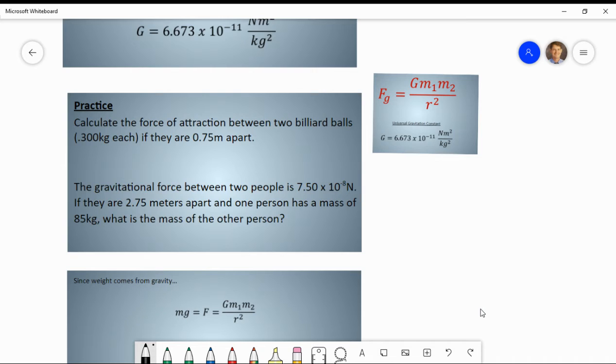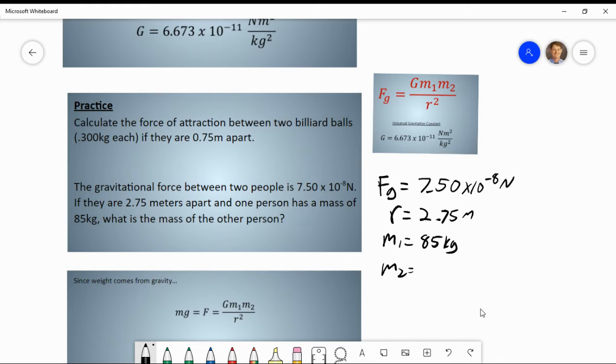Okay, welcome back. The gravitational force between them is 7.50 times 10 to the negative 8 newtons. If they are meters apart, we're going to go with that's radius. It should say their center of masses is 2.75 meters apart, but I think that was implied. And one person, we'll call that mass 1, equals 85 kilograms. Mass 2 equals question mark. I don't know that one.